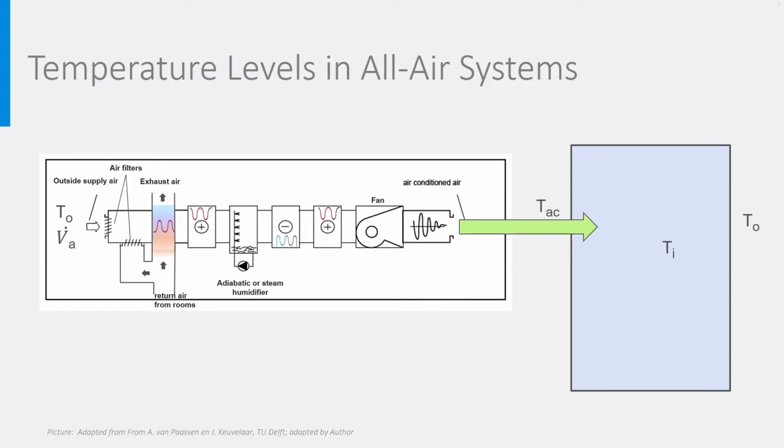If the conditioned air is to bring all needed heat or cold, its temperature must be warmer than the room air in heating mode and cooler in cooling mode. Otherwise, no heat can be delivered or removed. You remember that there is always a temperature difference needed to exchange heat.